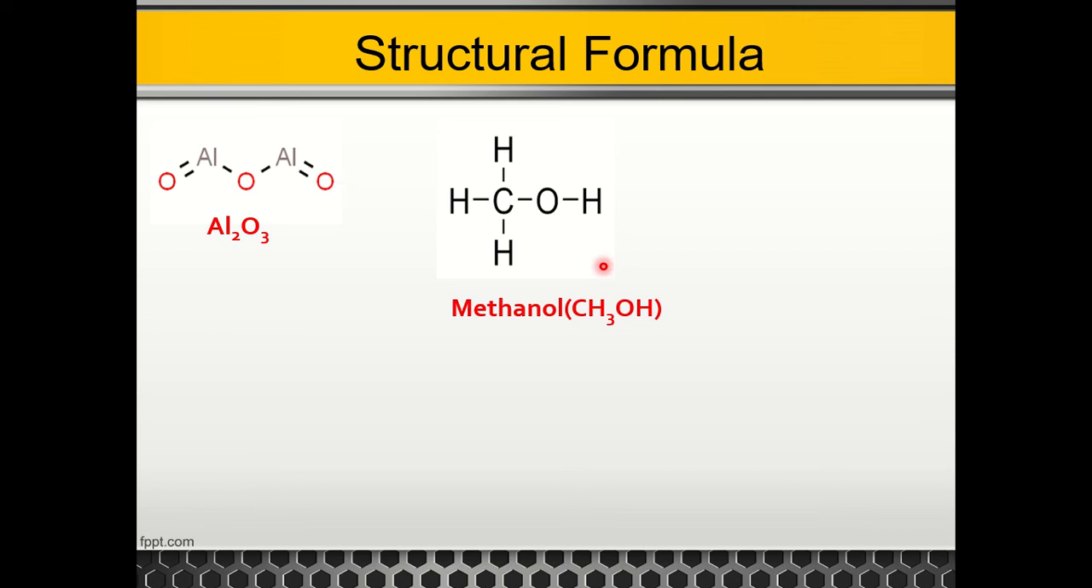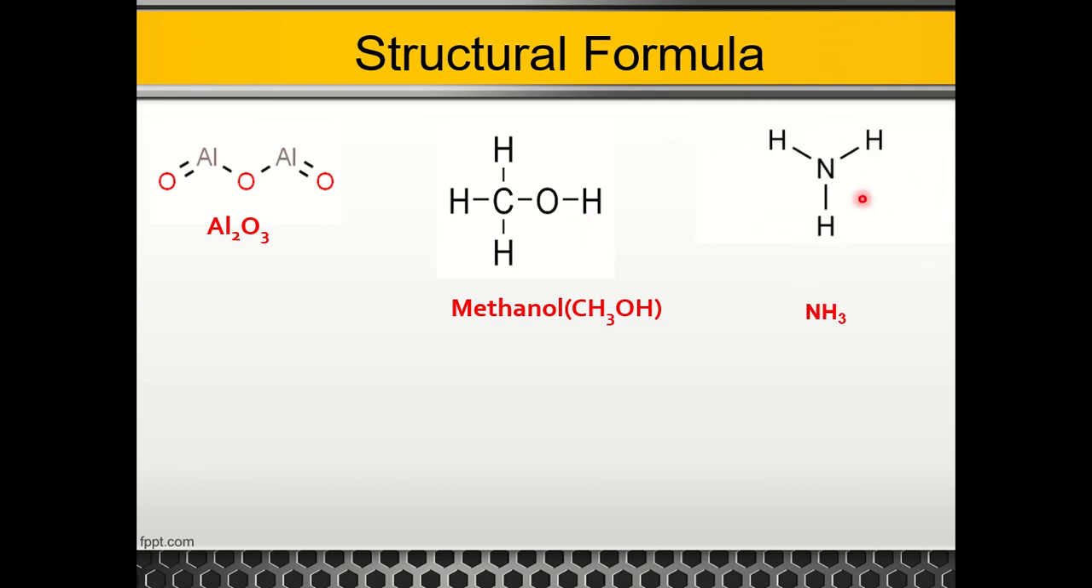This is methanol, CH3OH. See, carbon has valency 4, that means it has 4 hands, and 3 hands are used to make bonds with hydrogen, and 1 hand holds oxygen, and this oxygen is bonded again with hydrogen. So all their valencies are fulfilled here.